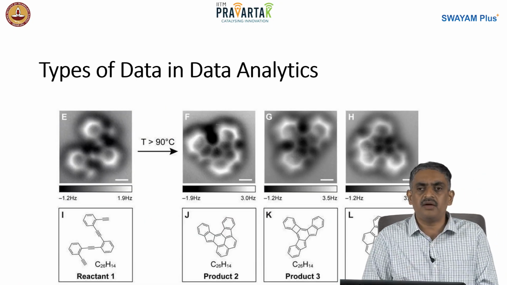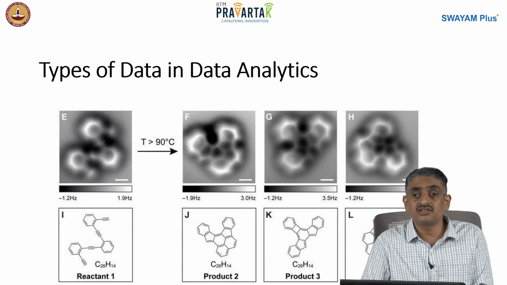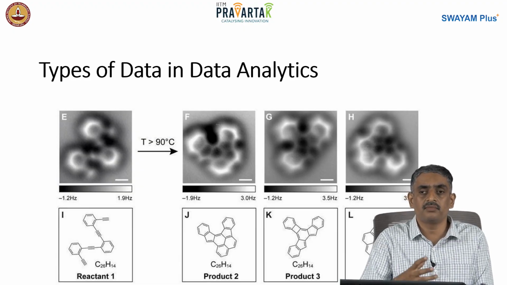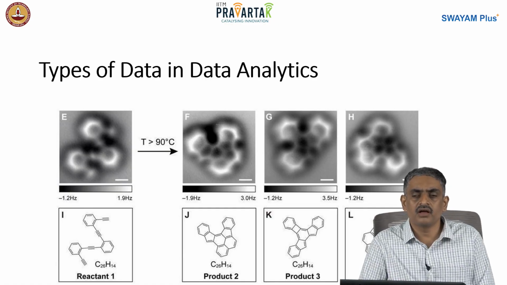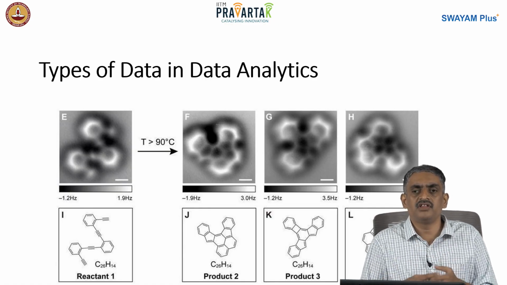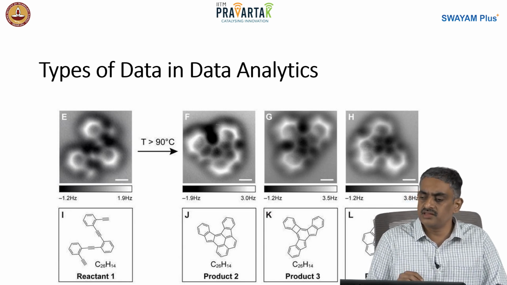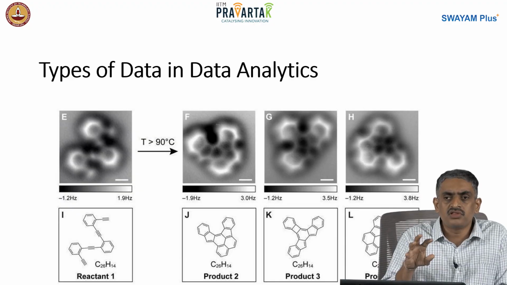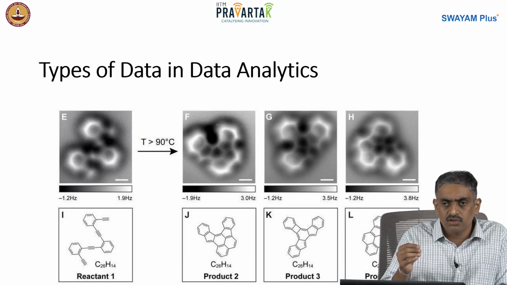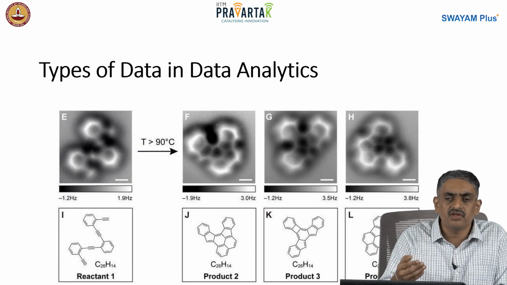This is an example on your screen of unstructured data. These are all images of chemical compounds captured from a microscope, where the temperature is greater than 90 degrees centigrade. So what we are doing is, from the image, on the first row you see the image. The second row you see a more detailed image of that, which is constructed from the previous image.